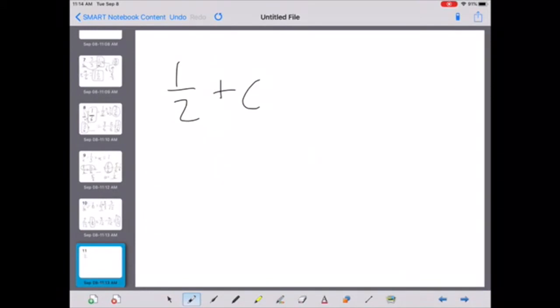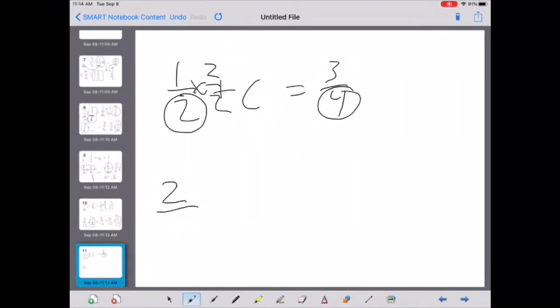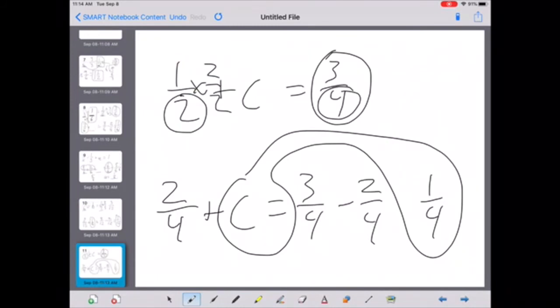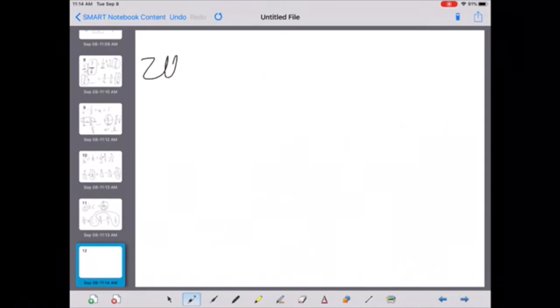Number 19, 1/2 plus the letter C equals 3/4. I'm going to find common denominators. The common denominator is 4. So I go, how do I get from 2 to 4? I multiplied by 2. 1 times 2 is 2. 2 times 2 is 4. Plus C equals, this is already in fourths. My new problem is 2/4 plus C equals 3/4. Missing an addition, subtract. 3/4 minus 2/4 equals 1/4. C equals 1/4.